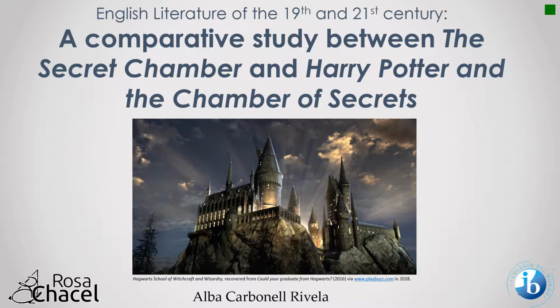I've based my extended essay on English literature of the 19th and 21st century. It is a comparative study between the well-known second book of the Harry Potter series, The Chamber of Secrets, and a Gothic novel by Margaret Oliphant, The Secret Chamber. I've chosen this topic because the title coincidence made me wonder if J.K. Rowling had really gotten as famous as she is by borrowing someone else's original ideas. So I decided to investigate if this was really true or not.